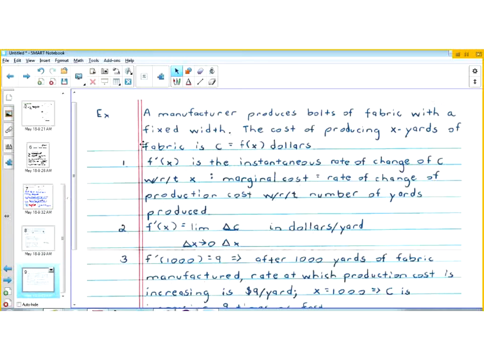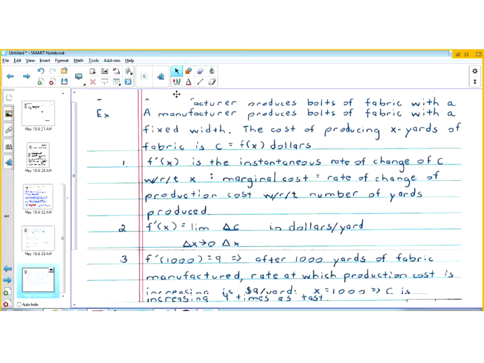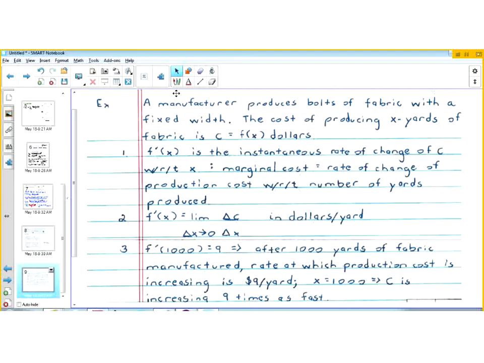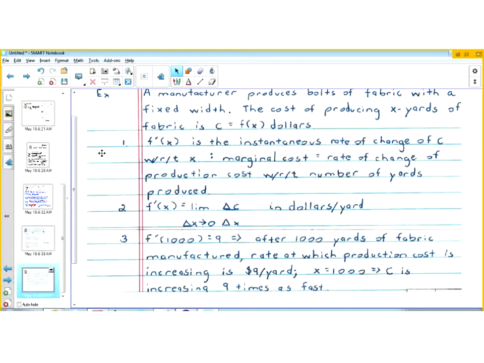Okay, so in this case, a manufacturer produces bolts of fabric with a fixed width. Right? The cost of producing x yards of fabric is C, which is equal to f of x dollars. So in this case, and I believe there will be some web-assigned problems very similar to this, the derivative of f is the instantaneous rate of change of C with respect to x. Okay, and the derivative of f, the definition is called the marginal cost, which is the rate of change of production cost with respect to the number of yards produced.